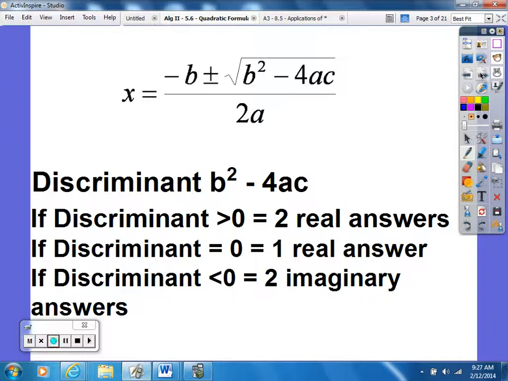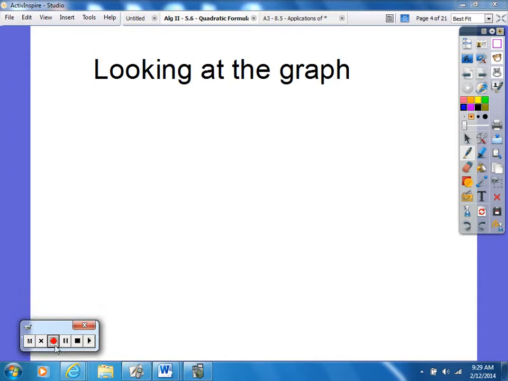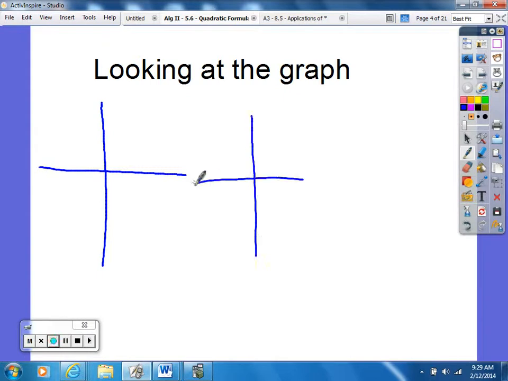So if the discriminant is positive, you get 2 real answers. If it's equal to 0, I get 1 real answer. And if it's negative, I get 2 imaginary answers. Let's look at the graph with you. There are 3 types of graphs that we need to look at because there are 3 types of discriminants, right? So I'm going to draw 3 little graphs here. And underneath them, I'm going to label them. I'm going to use the letter D for discriminant.